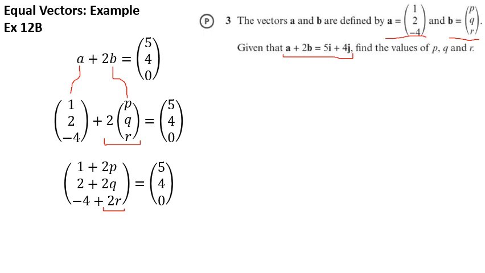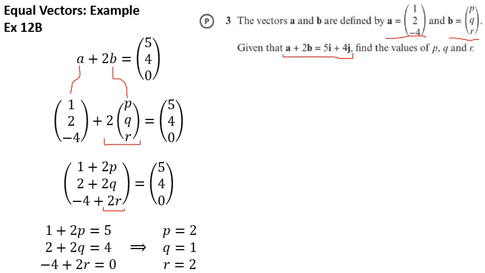Now what's important here is that when you're looking at an equation in vector form, a 3D vector equation is effectively the same as 3 one-dimensional equations solved simultaneously. So we need all three of those equations to simultaneously be true. We need the top component to match. 1 add 2p must equal 5. We need the middle to match. 2 add 2q must equal 4. And we need the final term to match. Minus 4 add 2r must equal 0. Therefore, we get our values for p, q, and r: 2, 1, and 2. And those are the only values that work because they are the only solutions.